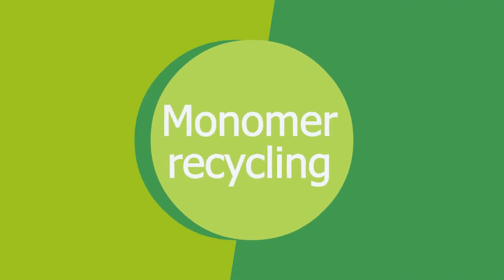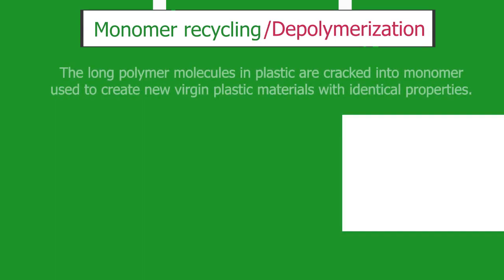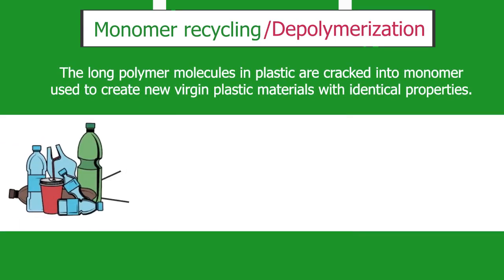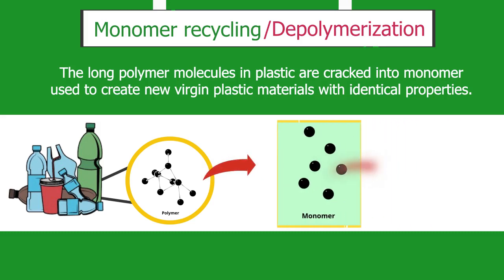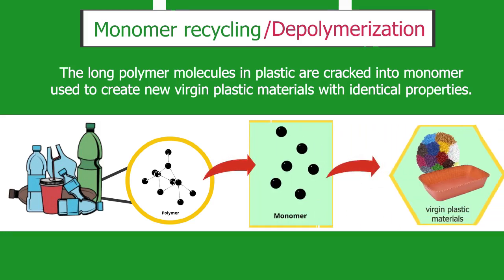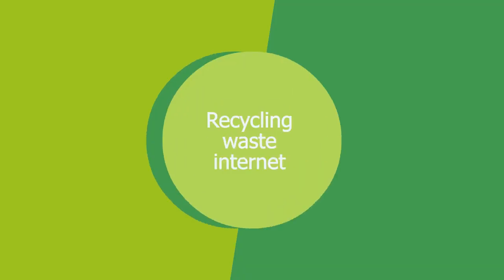Monomer recycling. Monomer recycling, or depolymerization, is a recycling method where the long polymer molecules in plastic are cracked into monomer building blocks, which are then used to create new virgin plastic materials with identical properties. This kind of recycling stabilizes the recycled plastic, making it more durable for future use.